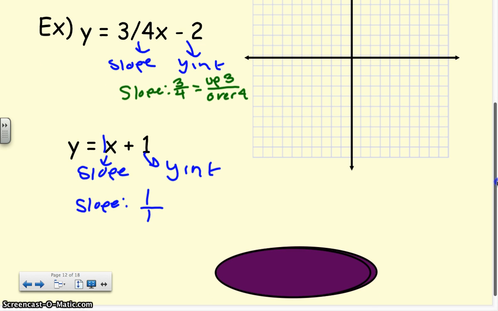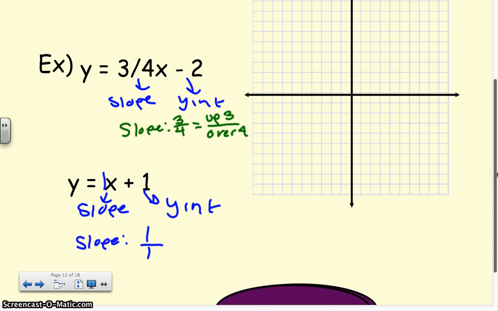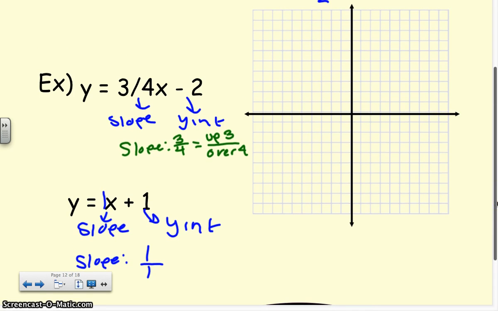So the first technique, step 1, plot your y-intercept. My y-intercept is positive 1. There I go. Step 2, use your slope to find at least 2 other points. So my slope is 1, which means I go up 1 over 1. So I go up 1 over 1 and plot, up 1 over 1 and plot, and it continues in that form.